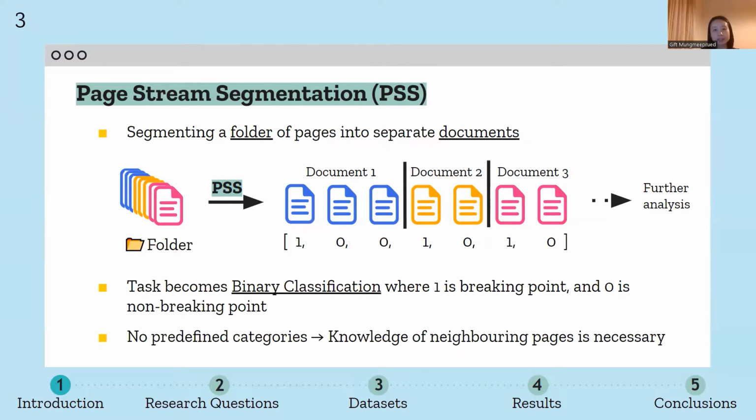Another point to note is that we don't have predefined categories. For example, we don't know if documents contain emails, receipts, or something else. So the model must compare the current page to the neighboring pages to decide whether or not the page is a breaking point.